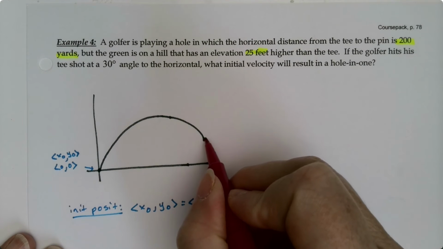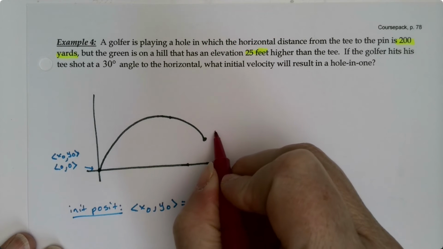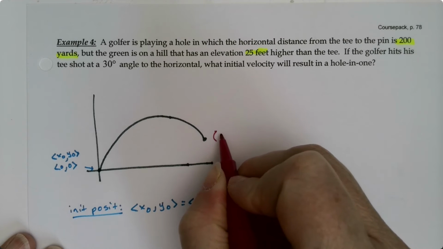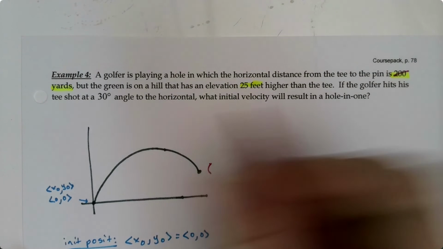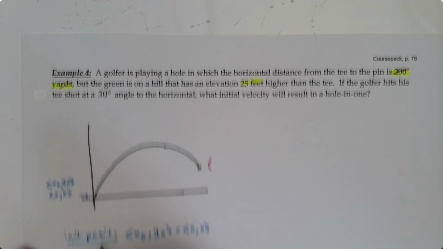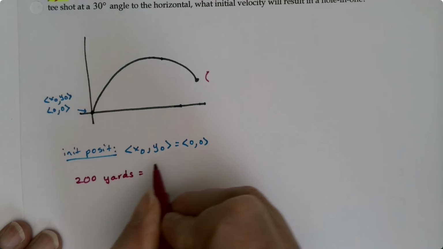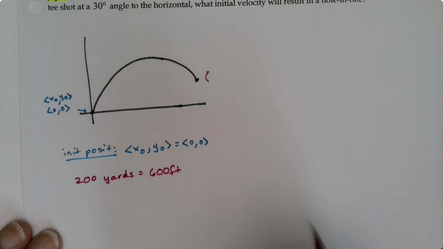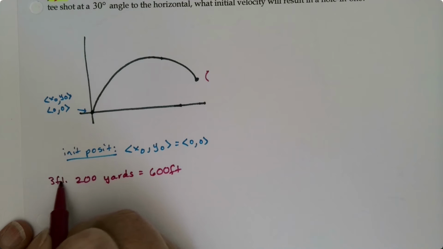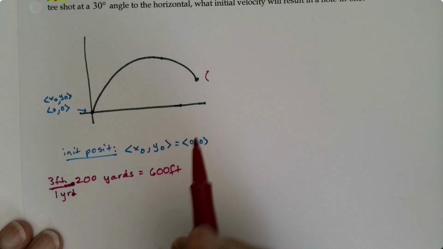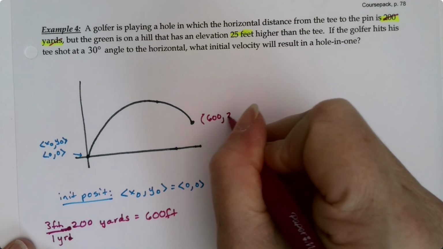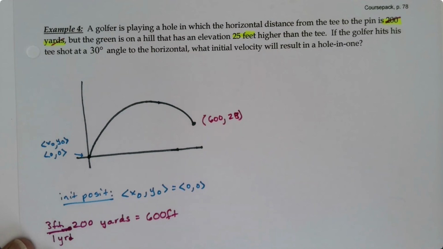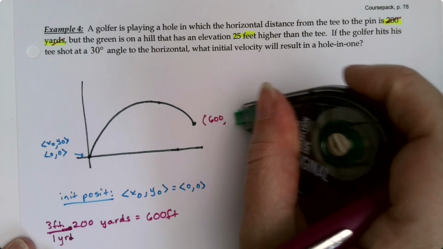Okay, so we know that over here, its end position would be out. So let me cross this off. 200 yards, well, I guess I can make a note here. 200 yards is 600 feet, right? Because there's 3 feet in a yard, times 3 feet per 1 yard, right? Okay, so that's multiplying. That's the conversion factor. So that means this is 600 and then 25 because it's up 25 feet higher than the position of the tee.